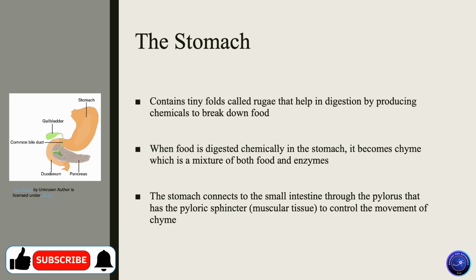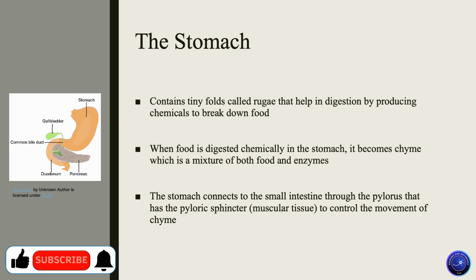So next we're going to be talking about the stomach. The stomach contains tiny folds called rugae that help in digestion by producing chemicals to break down the food that we eat. So essentially, since the food is being broken down by chemicals, rugae would have a big part in chemical digestion. When the food is digested chemically in the stomach, it becomes this acidic mixture called chyme. And chyme is basically a mixture of both food and enzymes.